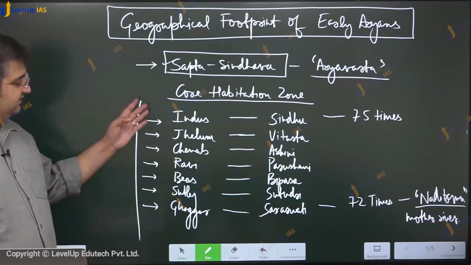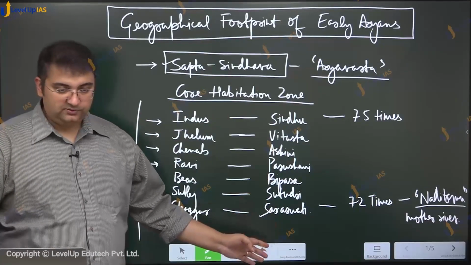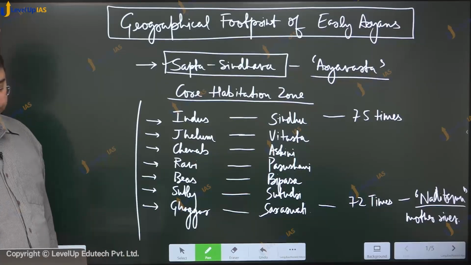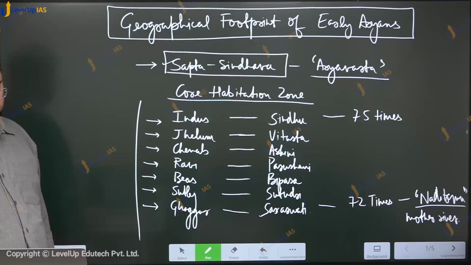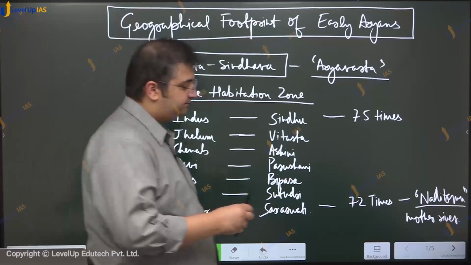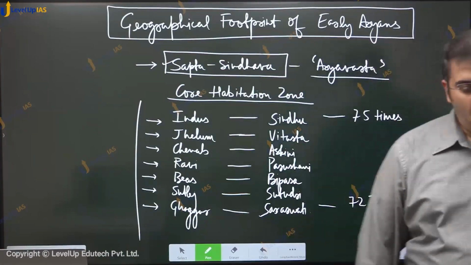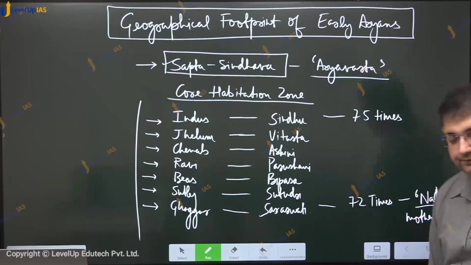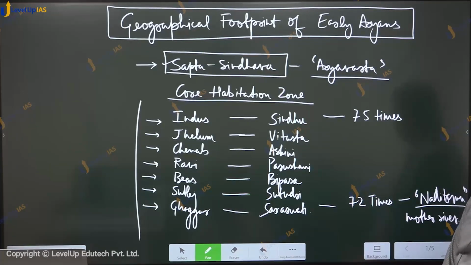And then these 7 rivers, modern names and old names you can write down. Indus, Jhelum, Chenab, Ravi, Beas, Satluj, Sindhu, Vitasta, Askini, Parushini, Bipasa, Sotudri and Saraswati. Of these, the Indus (mentioned 75 times) appears to be the most important.